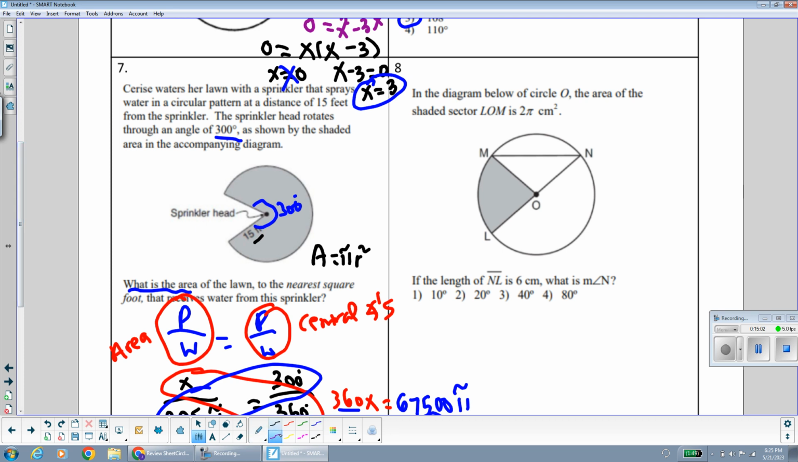Next one, I noticed that it's also talking about area of the shaded sector, but this time it's giving us the area of the sector. So we're going to be solving for something else. And just looking quickly ahead in the question, it says, what is the measure of angle N? So we're going to be solving for the measurement of this angle right here, angle N. So they give us the area of the shaded sector. So I know that this is a sector area question. And they give us that that area is 2 pi centimeters squared. And our answer choices are in degrees. So I know that we're going to be finding the angle in degrees and not radians.